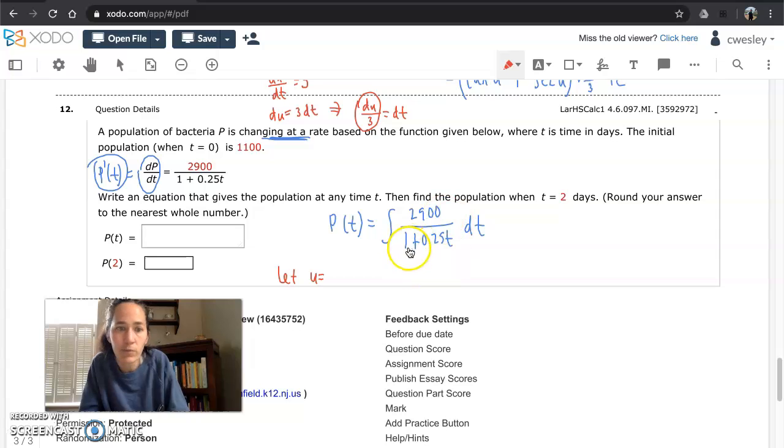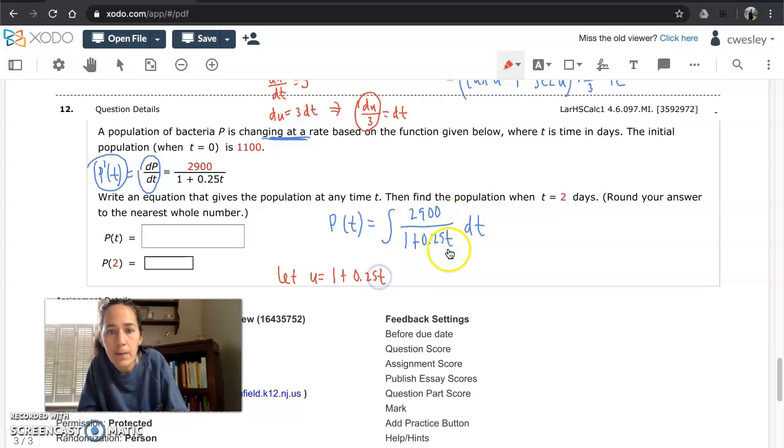Here's a case where, what are my choices? We could make u the top, but that's a little weird because why would you make u a constant? We've never done that before. We could make u the bottom, which I think is a great idea. Or we can make u, I guess, just t, but that won't simplify anything. That'll just give you the same function back. So let's let u equal the entire denominator.